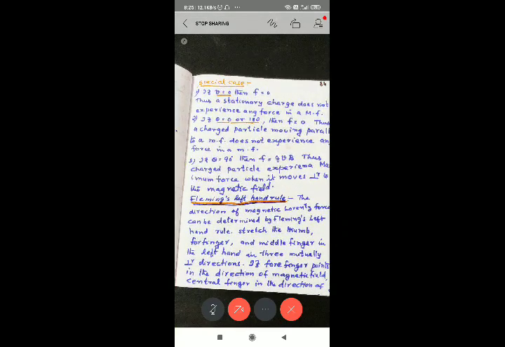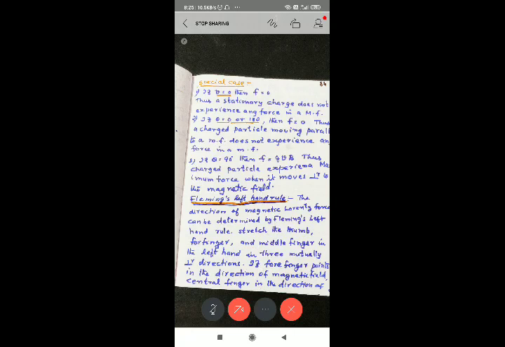Special cases. So what is the force equation? F equal to BQV sin theta. And we can discuss the special cases. When V equal to 0, in BQV sin theta, what is F? F equal to 0. V is 0, F is also 0. The stationary charge does not experience any force.